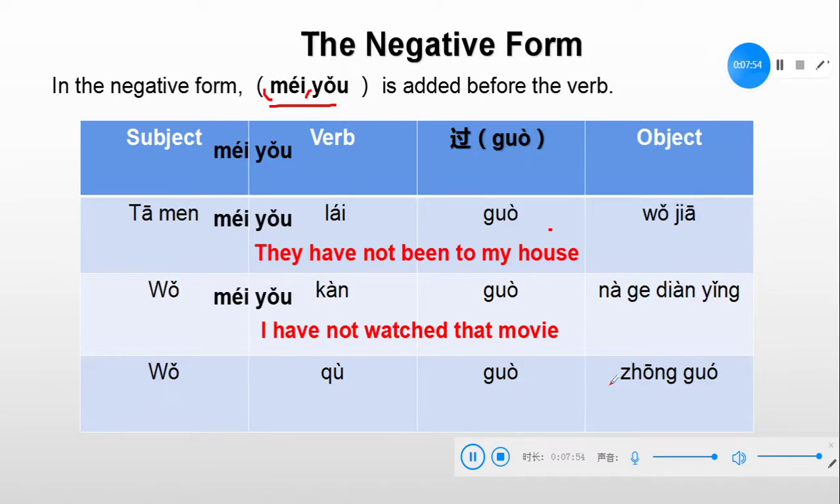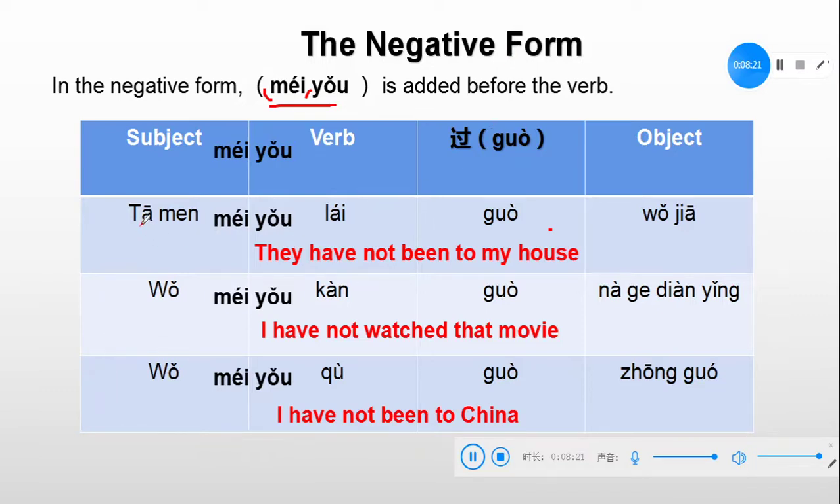Now we move to example 3. 我去过中国 means I have been to China. Now with 没有: 我没有去过中国, which means I haven't been to China. This is so easy. We just add 没有 before the verb. That's the negative form. These are 3 examples.